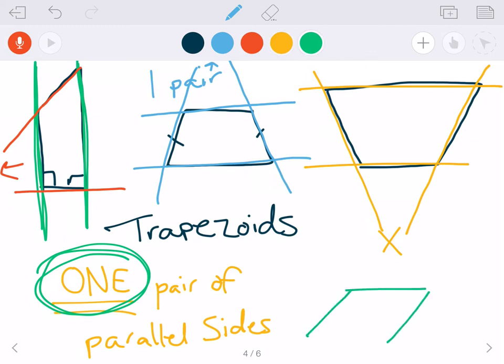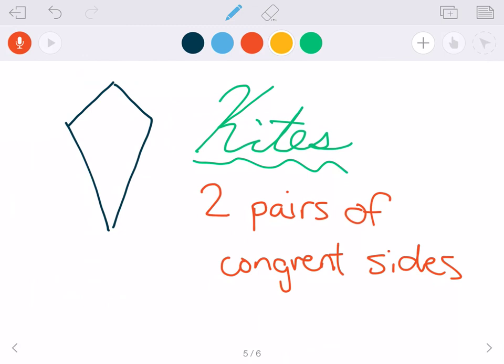So each of them only has one pair of parallel sides, where just a recap for a parallelogram, that looks like this. So they're different because this one, if I extend it forever, those sides will not cross. Same thing with those two sides. So trapezoids only have one pair of parallel sides.